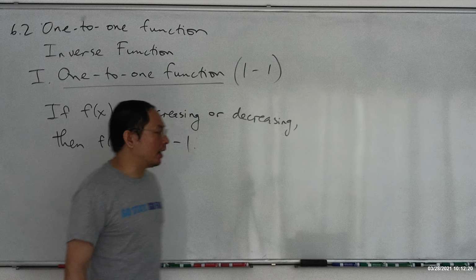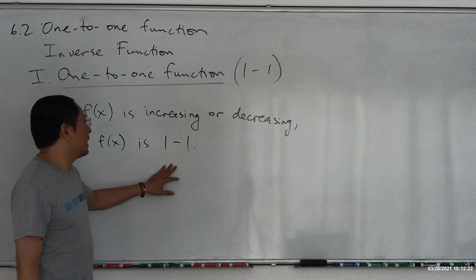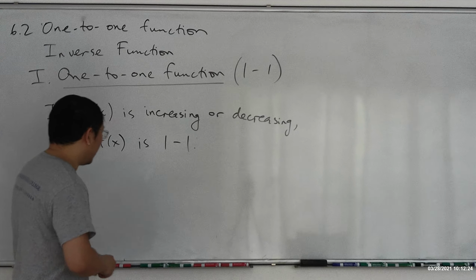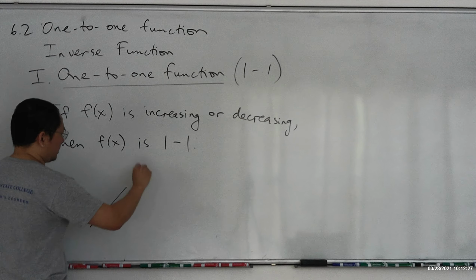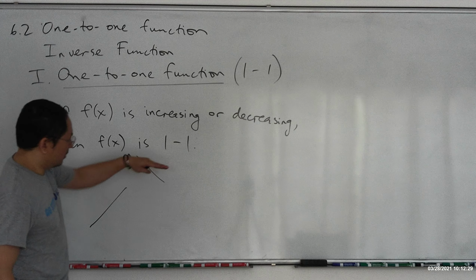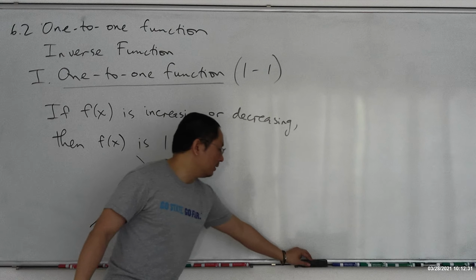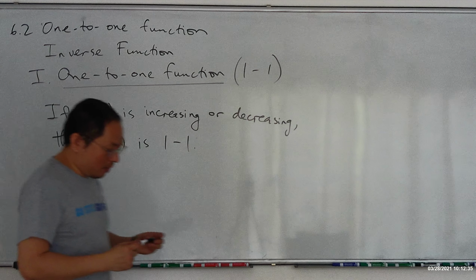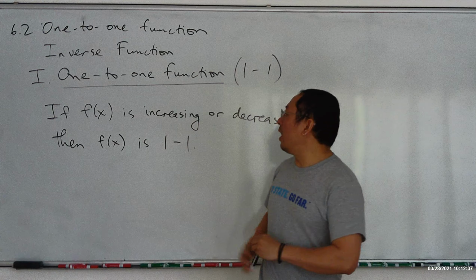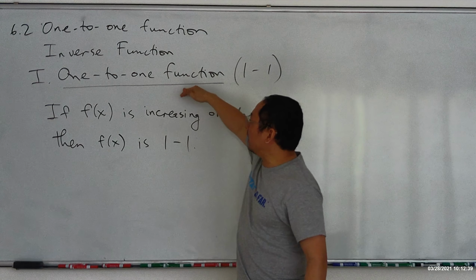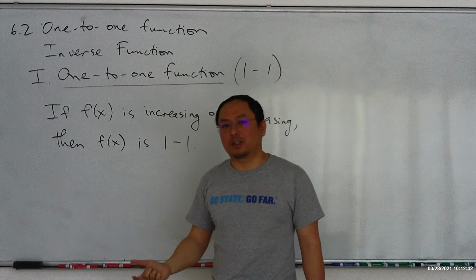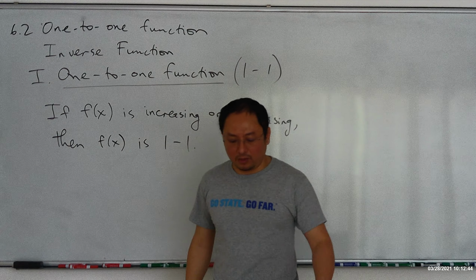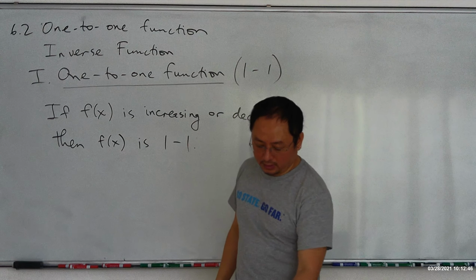The other way is not right, okay? If it's 1 to 1, you cannot say it's always increasing or decreasing. I can have a function like this, increasing and then decreasing, you see, 1 to 1. Okay, that is about 1 to 1 function. And all you want to get in here is a 1 to 1 function. It's a function that gives you different inputs, going to give you different outputs.